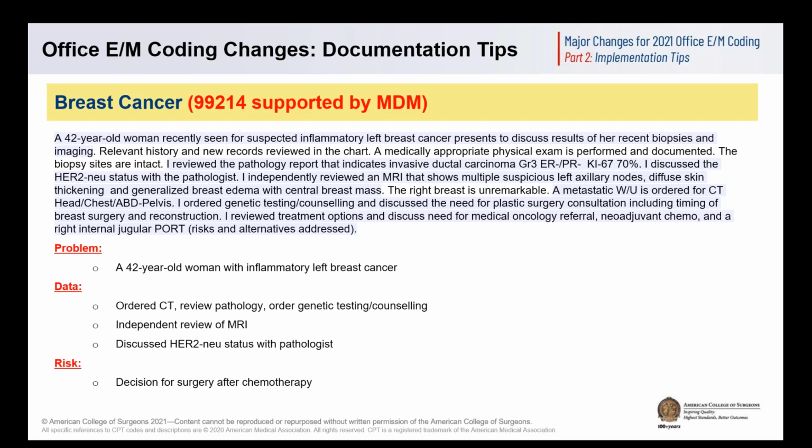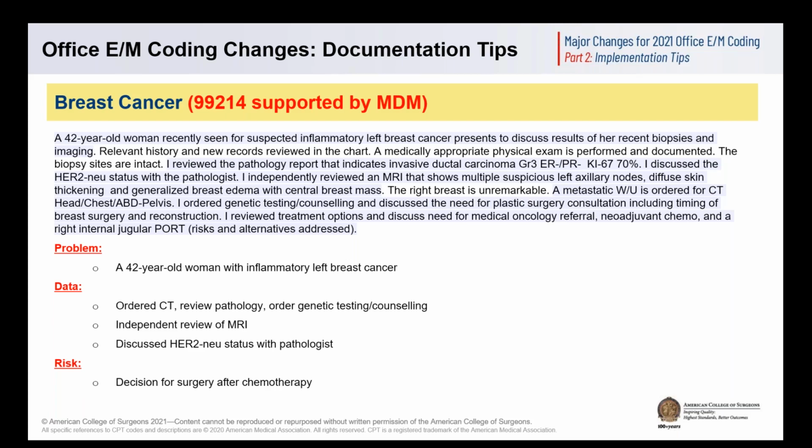You speak with the plastic surgeon regarding timing of breast surgery and eventual reconstruction. You spend a lot of time explaining to her her treatment options, which will most likely revolve around neoadjuvant chemotherapy first, to be followed by radiation and surgery, and the need for an internal jugular port placement for her therapies.